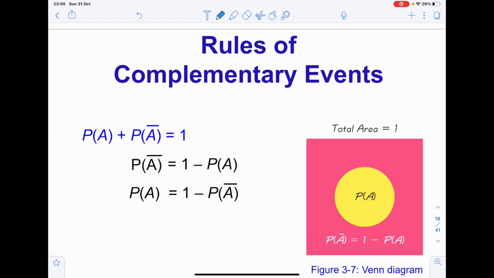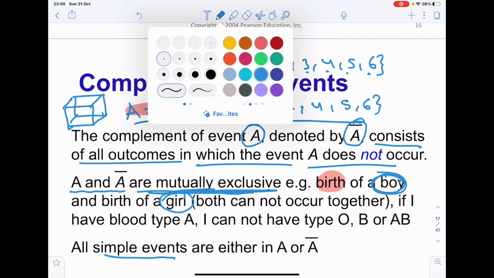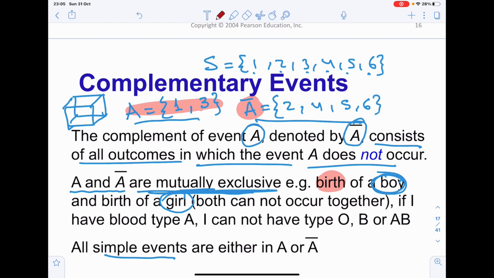Rules of complementary events. If you add the probability of A and the probability of A bar, you will have 1. Okay, this is the main rule. From this rule, you can have either this one or this one. Okay, let's first explain why this happens, why the probability of A plus the probability of A bar equals 1. Going back to this example, let's see how we will compute the probability of A.